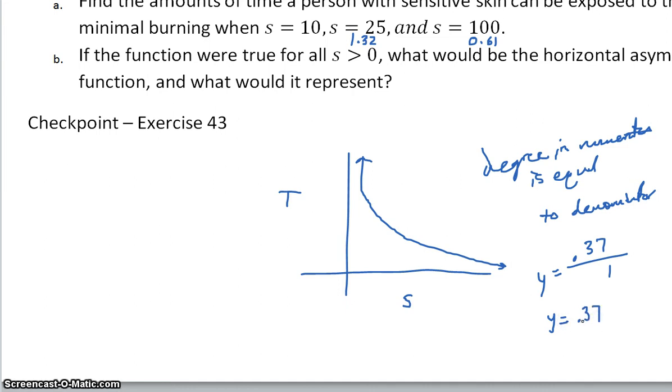So what does that mean? Well, this is a time of burning. Again, this is your time. So this represents the smallest time with minimal burning. So the smallest amount of time you can spend with minimal burning.